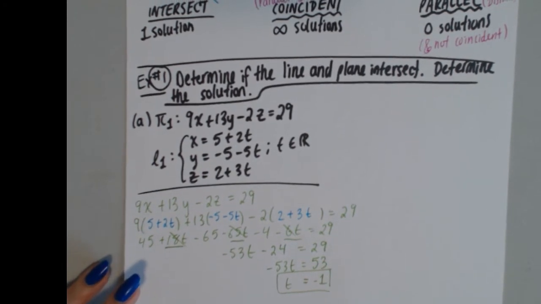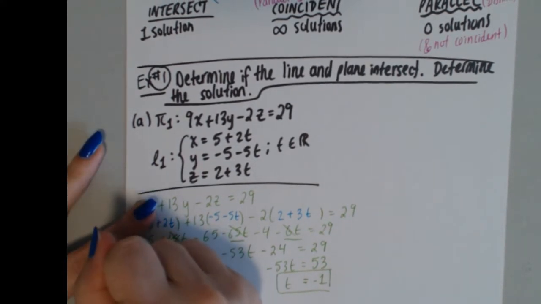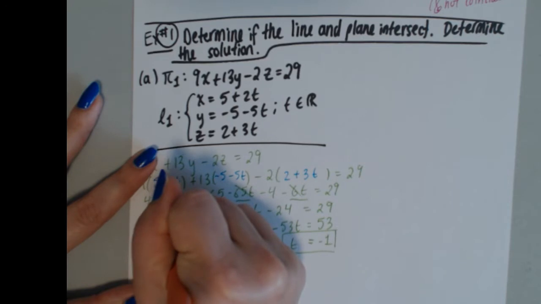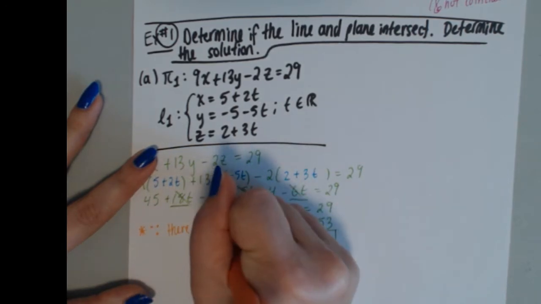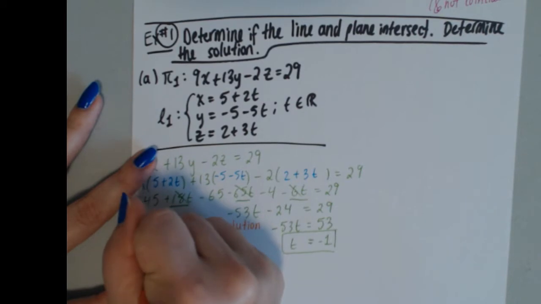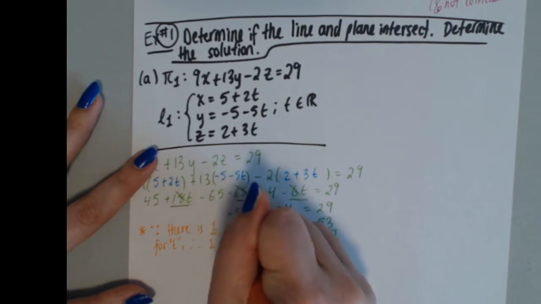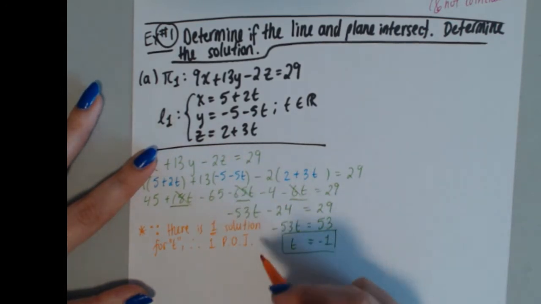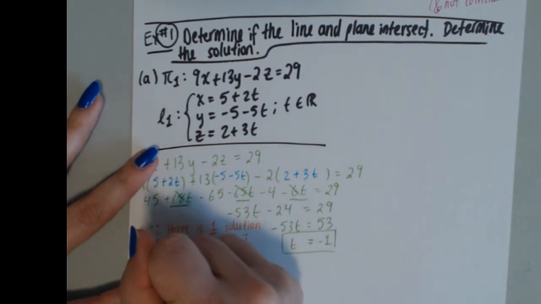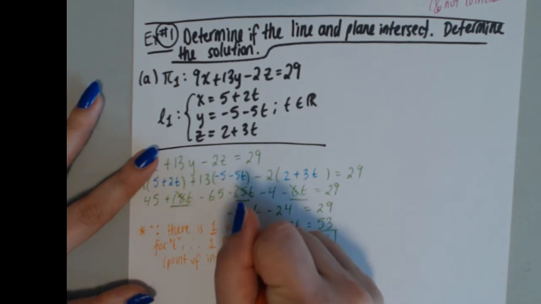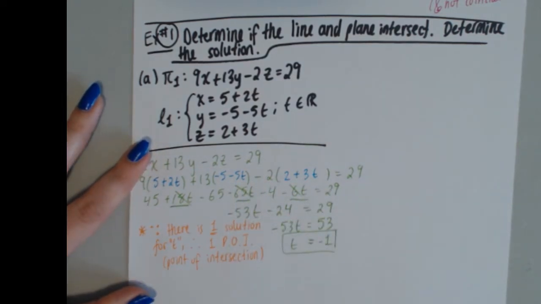So let me just make a point of that here. Since there is one solution for t, therefore one POI. That's not point of inflection like we did in integral calculus. This is point of intersection. All right. So let's actually find that point of intersection, right? That's what the problem is asking us to do.